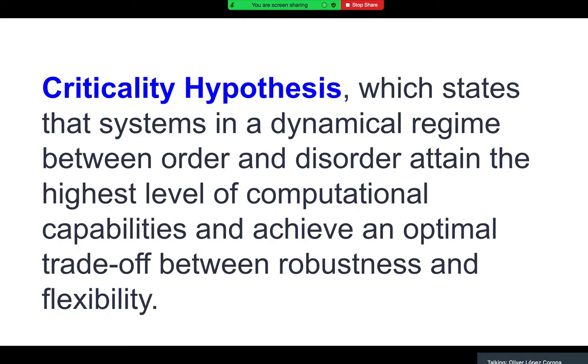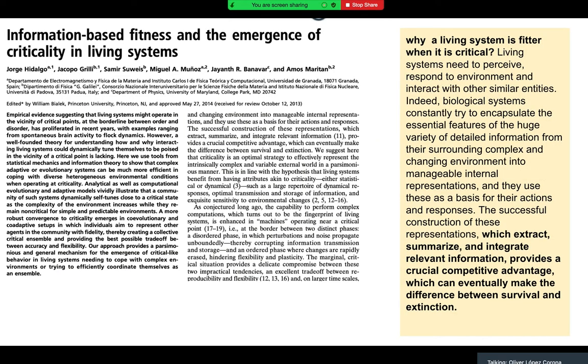And so we have this criticality hypothesis, which states that a system in a dynamic regime between order and disorder attains the highest level of computational capabilities and achieves an optimal trade-off between robustness, order, and flexibility, randomness. But there are also good reasons why living systems fall into this criticality regime, and it has to do with this necessity that life has not only to react to the environment, but to predict and to anticipate the changes in the environment.